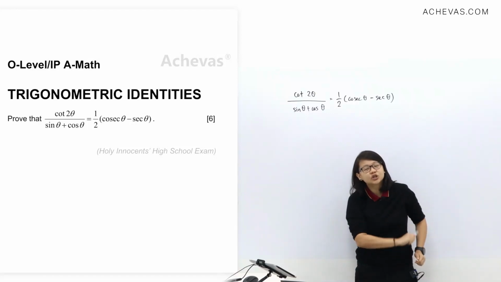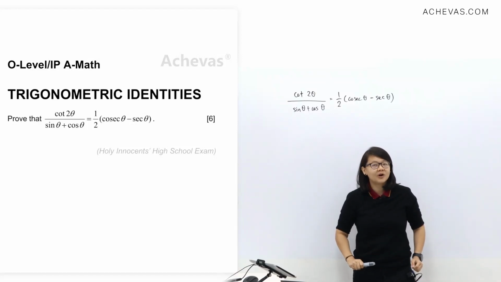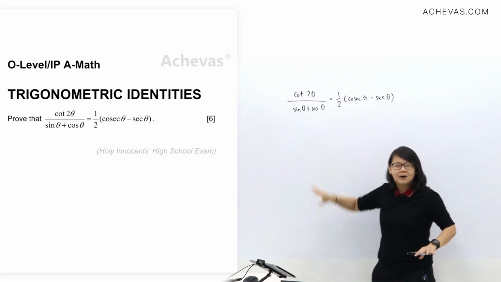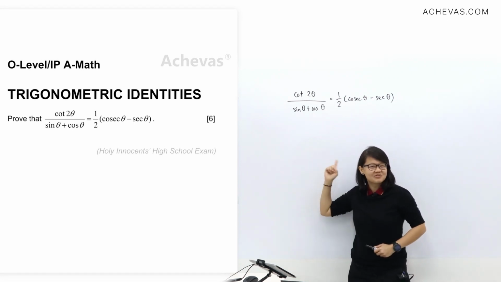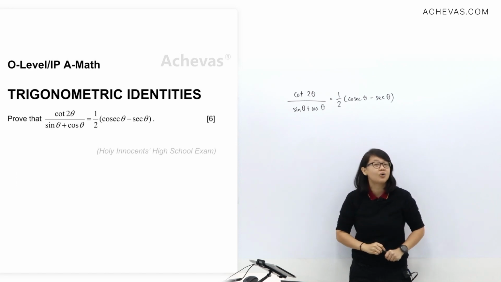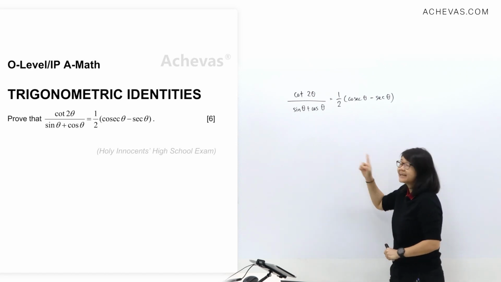Let's take a look at a trigonometric identities question here from Holy Innocence. These might look a bit scary for most students, but I would like you to know that if this can be written, it can be proven, and you just have to have a little bit of faith in yourself. Now let's take a look at how we can deal with a question like this one here.